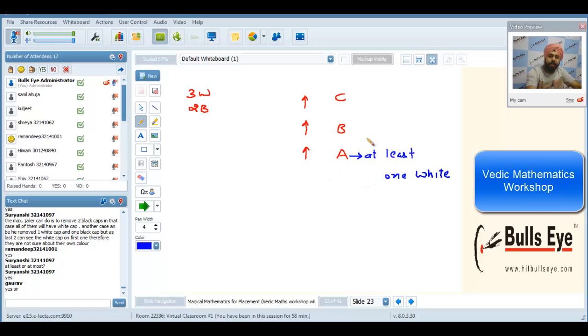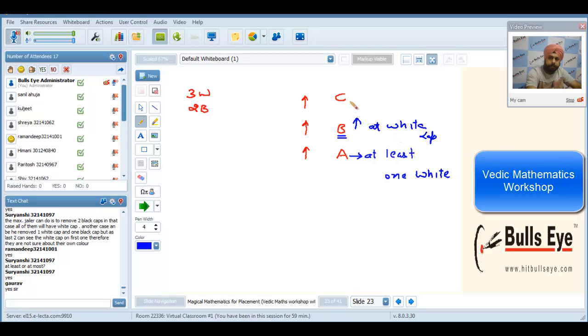Now, hearing his statement, you come from B's perspective. If B was able to see a black cap in front of him, he could have concluded that the white cap the person behind me is seeing must be on my own head. B knows that A has seen at least one white. So if B sees a black in front of him, he could have concluded that the white that A has seen must be on B's head. But he is not able to conclude that. So that means even he is seeing a white cap in front of him.